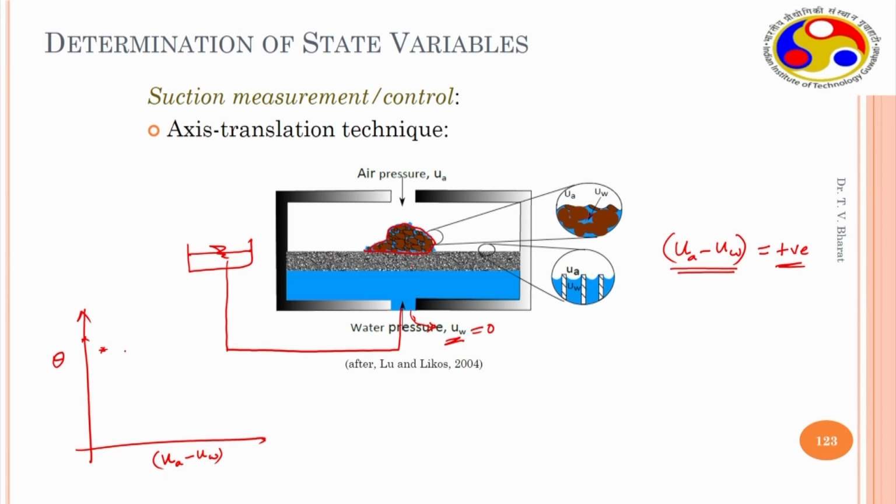Then at equilibrium, once the water has stopped coming out, that means the soil has reached equilibrium with UA minus UW, or the surrounding ambient conditions. Then you increase the value further and some more water comes out. So this is how you can continue the experiment, just like applying a suction value, which is similar to your consolidation test.